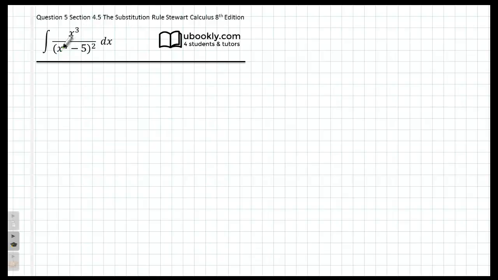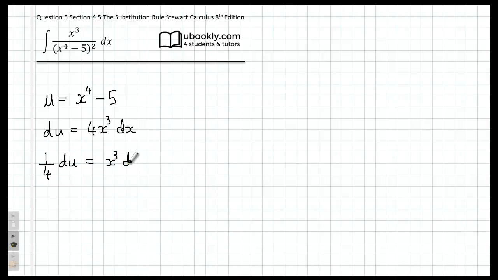Here I've got x to the power of 4, and up here I've got x to the power of 3. So x to the power of 3 is just a quarter of x to the power of 4, or it's the derivative of x to the power of 4 divided by 4. So if I make my u as x to the power of 4 minus 5, and my du would be 4x cubed dx. Okay, but I just want an x cubed dx, so I'll divide both sides by 4. I'll get a quarter du equals x cubed dx.